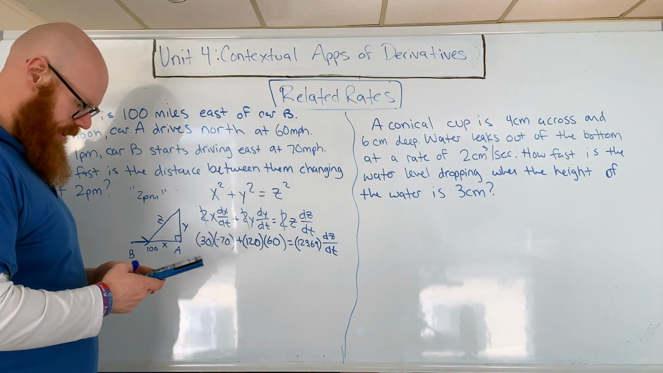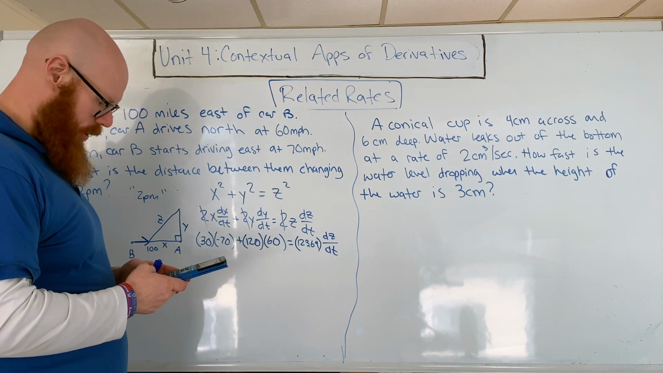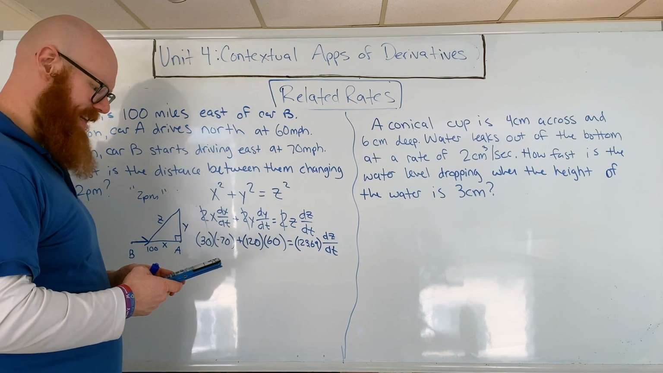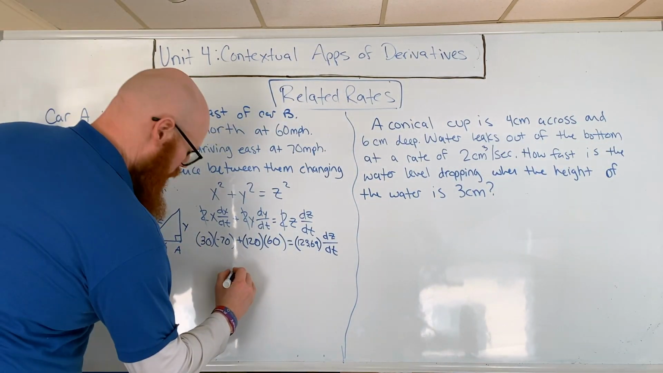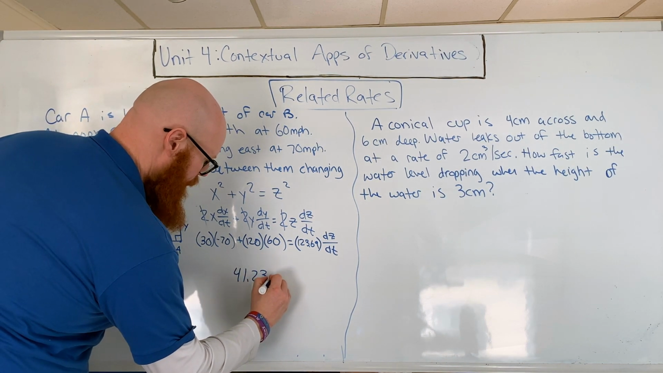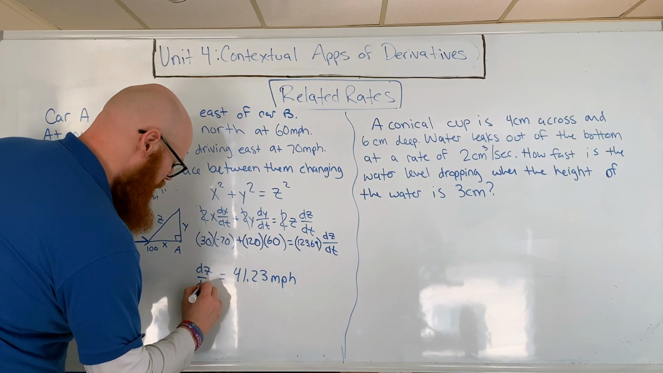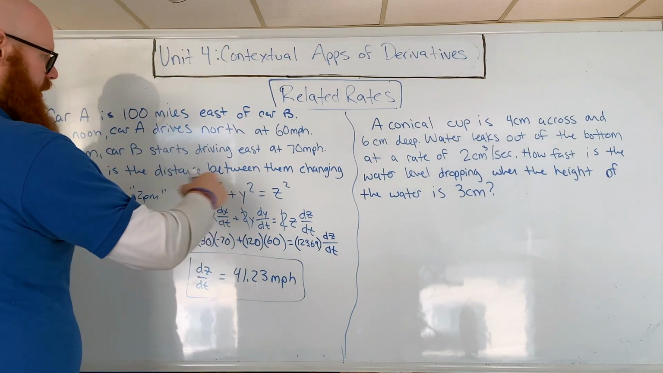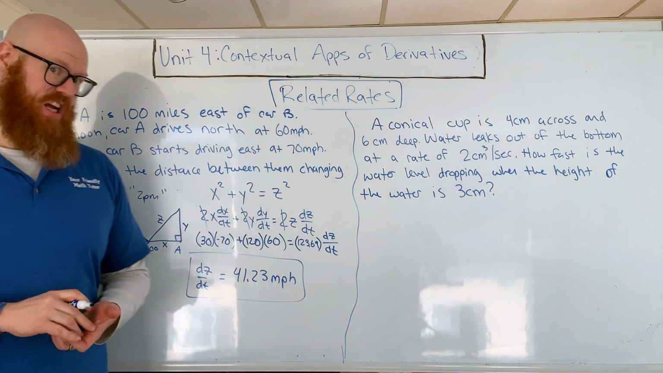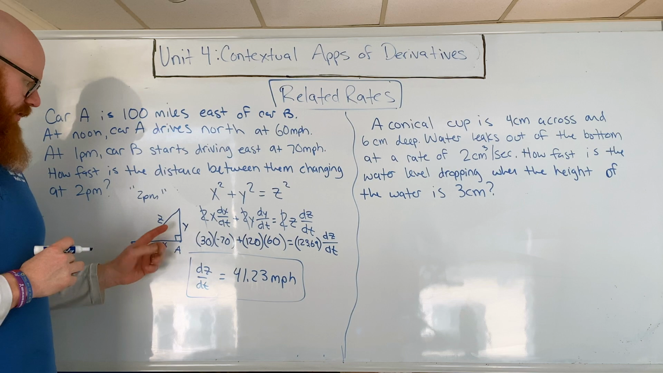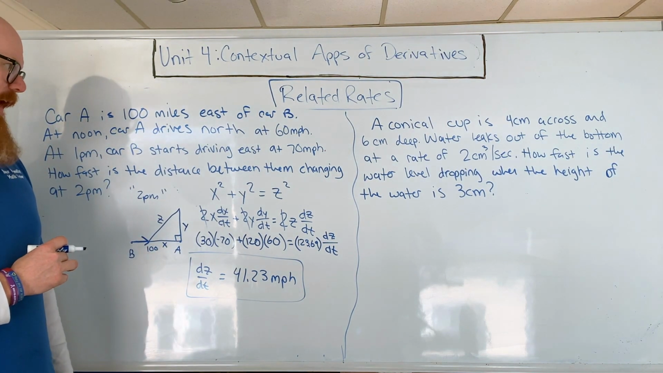And then again, we'll go back to the calculator and we can easily just solve for dz dt. So I can do 30 times negative 70 plus 120 times 60, and then divide all that by 123.69, and we get 41.23. So 41.23 miles per hour is dz dt, which is what they asked us to find. That's the rate at which the distance between them is changing. So the fact that it's positive tells us that that distance is actually increasing right now.